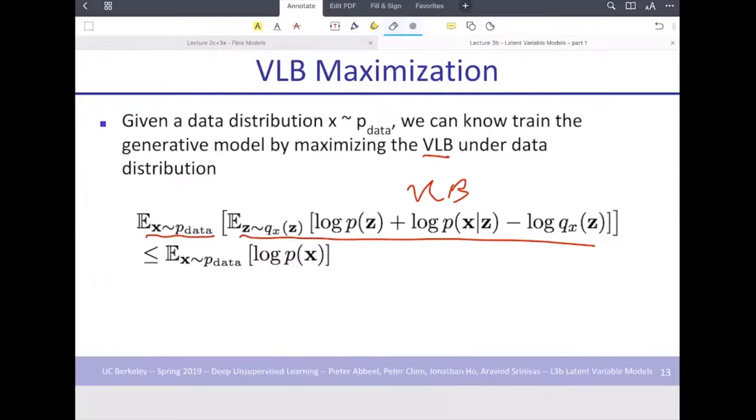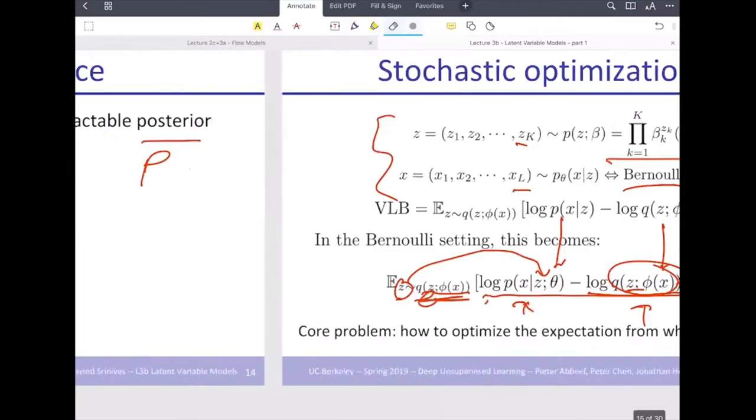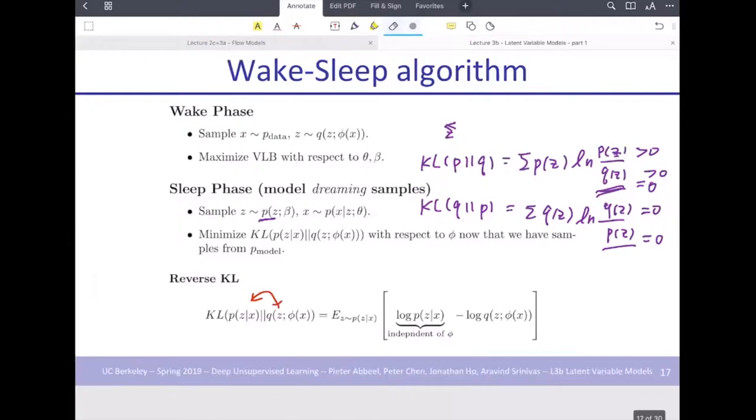Right? So during the wake phase, training the model, it's just like normal training. You have data, you train your model, you get parameters. But in the sleep phase, you don't have the data anymore. So you're using the model to come up with samples, but because you know how the samples were generated through your model, you can check how much divergence there is between what the samples were created from.